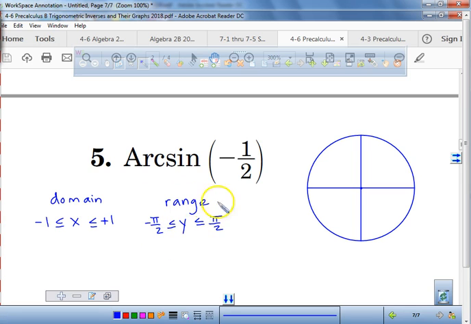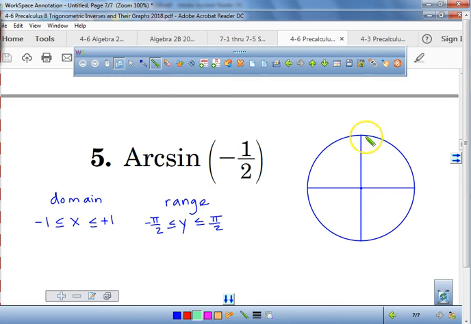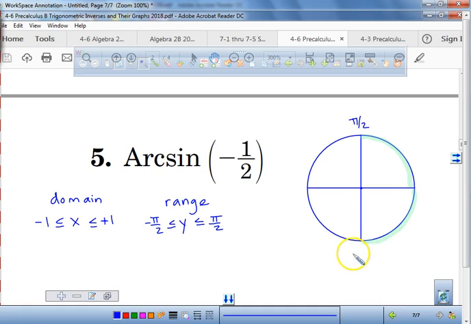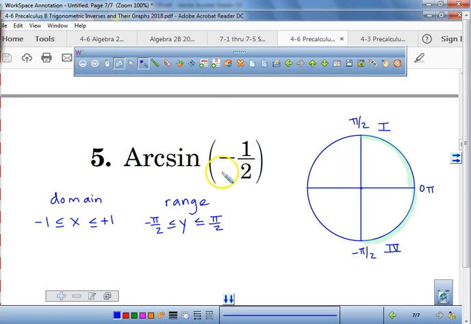Now, what this is letting me know is that my answers are between here and here. So this is at π/2, this is at -π/2, and right here I'm at 0. So I know I'm either going to be in quadrant number 1 or quadrant number 4. But this negative sign basically gives away which quadrant you're going to be in. If this was positive, I would be in quadrant 1. But being that this is negative, I know I have to be in quadrant number 4.